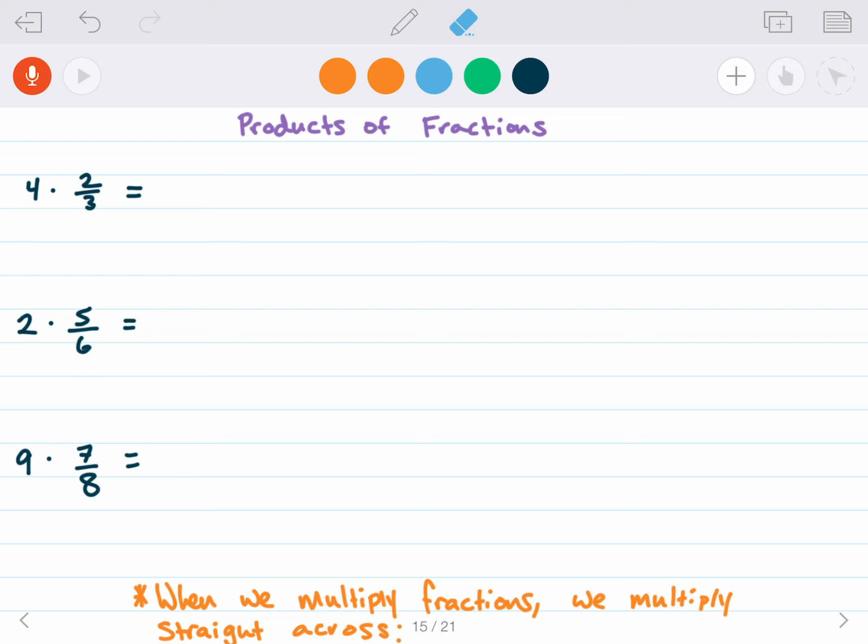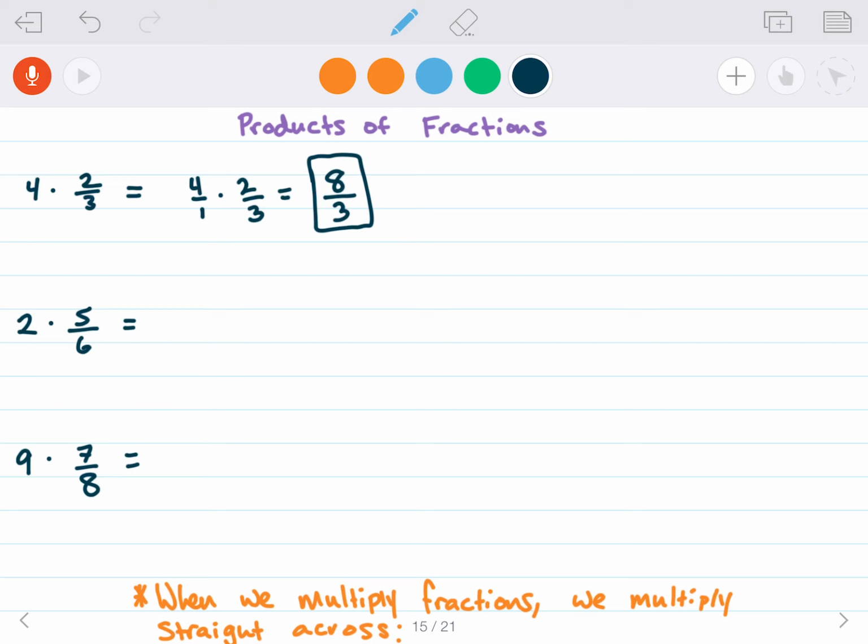So if we look at the first one, we have 4 times 2 over 3. So the first thing I can do is I can rewrite the 4 as 4 over 1. And I multiply straight across. So straight across on top is 4 times 2, which is 8. Straight across on bottom, 1 times 3 is 3, and that is my answer. Pretty easy, right? All right, so let's go ahead and do the next one.